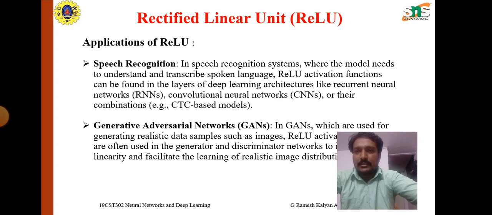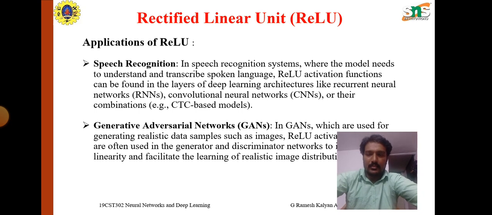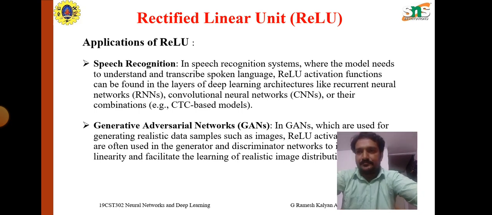Then the generative adversarial networks, GANs. GANs are one of the improved technologies. Generative technology is improving daily. Mainly in the field of deep learning, it has been used for image generation or image sample generation, and it is widely used in many applications.